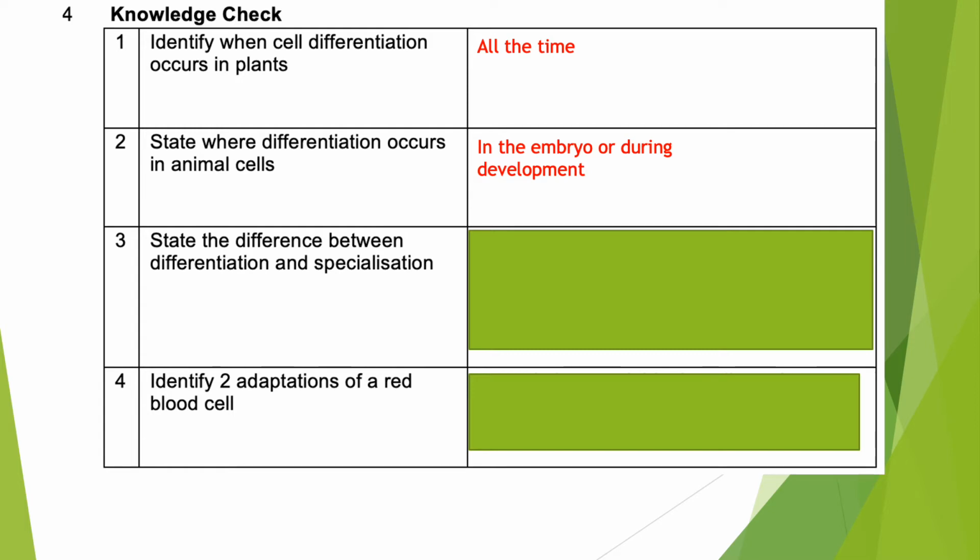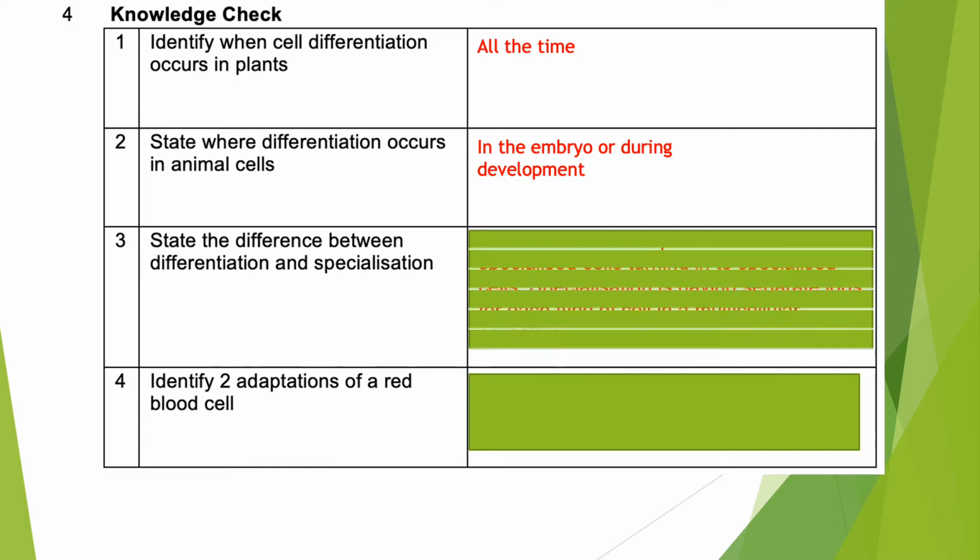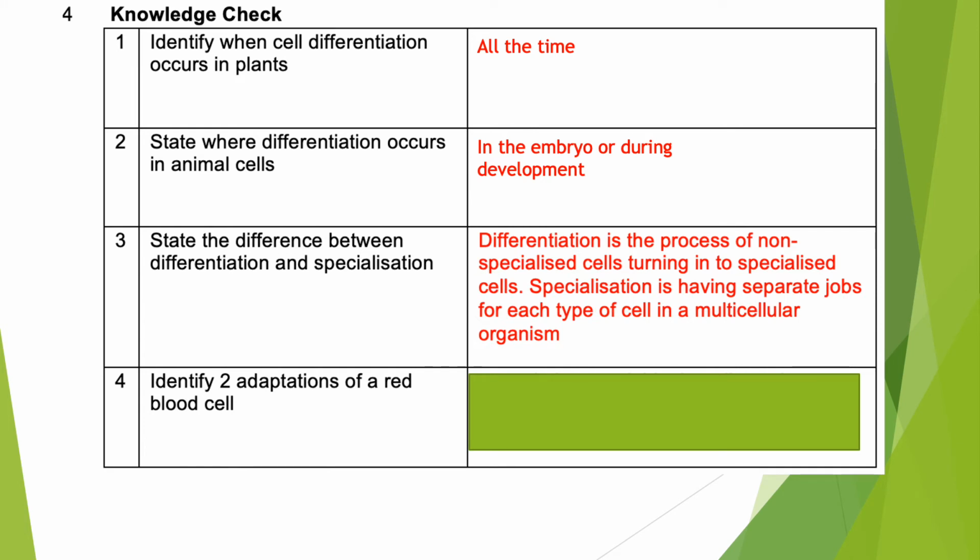So that moves on to number 3, which was basically a statement saying what the last lesson was on. What's the difference between differentiation and specialization? So if you don't have the exact same answer that I have, don't worry, just as long as you have something along the same lines. So differentiation is the process of non-specialized cells turning into specialized cells, right? That's the actual change. Whereas specialization is actually having the separate jobs for each type of cell in a multicellular organism. So if we take a human example, we have nerve cells, we have red blood cells, we have muscle cells. So all of these different types of cells started off as stem cells, but then they went through differentiation to become specialized. Okay, so make sure you know the difference between the two.